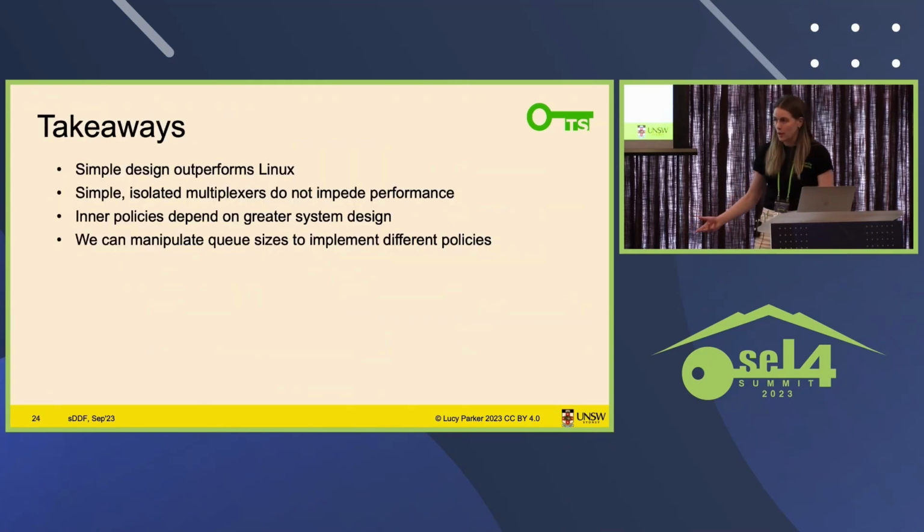So to sum it all up, hopefully I've demonstrated that our simple design outperforms Linux, and these simple isolated multiplexers don't impede performance at all. However, their policies very much depend on the greater system design, how the whole system is scheduled in particular. But it is also pretty cool that we can manipulate the queue sizes to implement different policies with just a single variable rather than having explicit code in the multiplexer to do so.